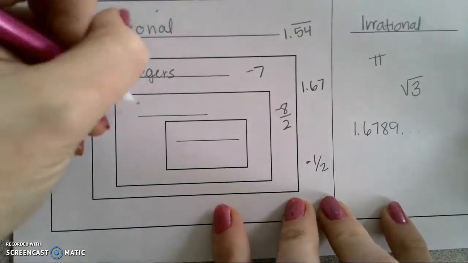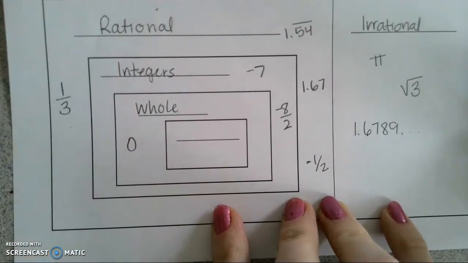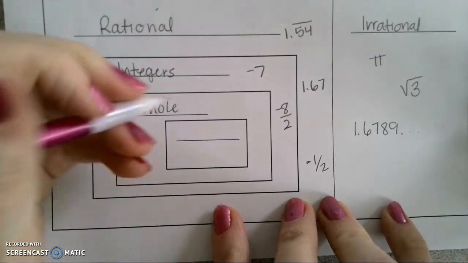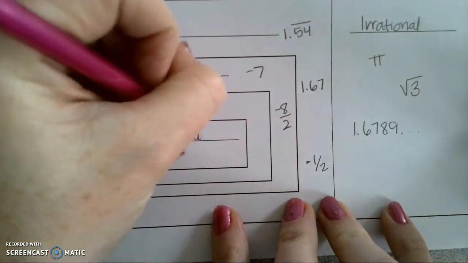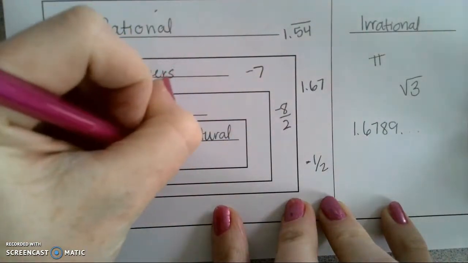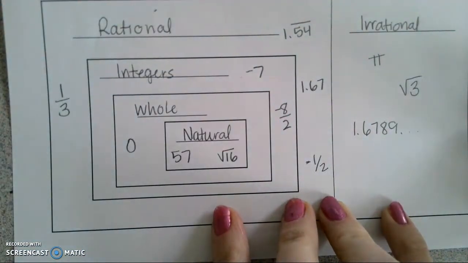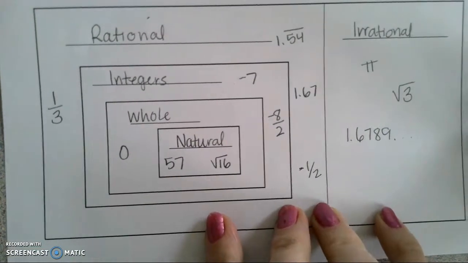Beneath integers, we have whole numbers. Whole numbers include 0 and any positive number associated with that. And then when we get even more specific, we'll talk about natural numbers. So natural numbers would be like 57, or the square root of 16, which is 4. So any positive counting number would be an example of a natural number.